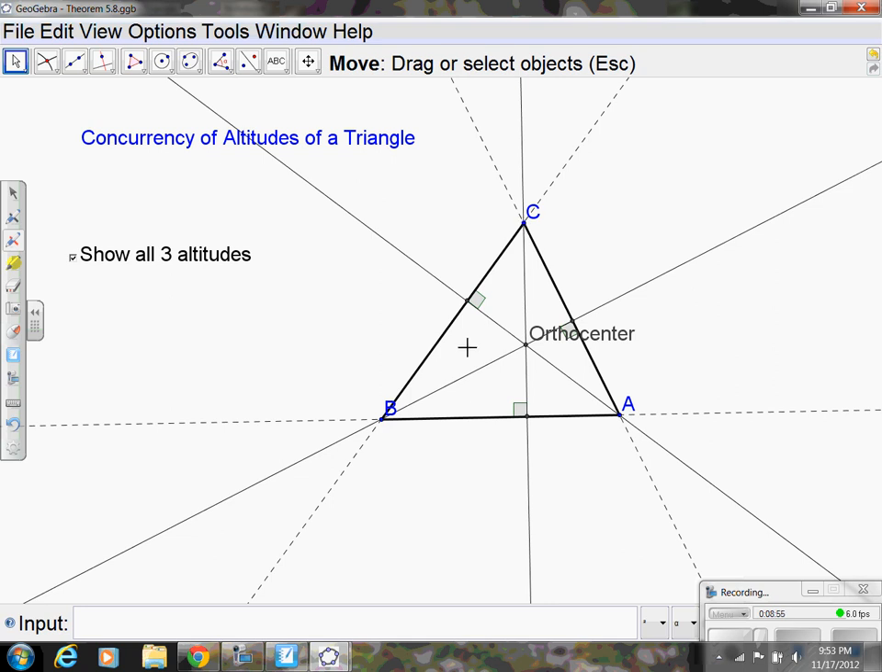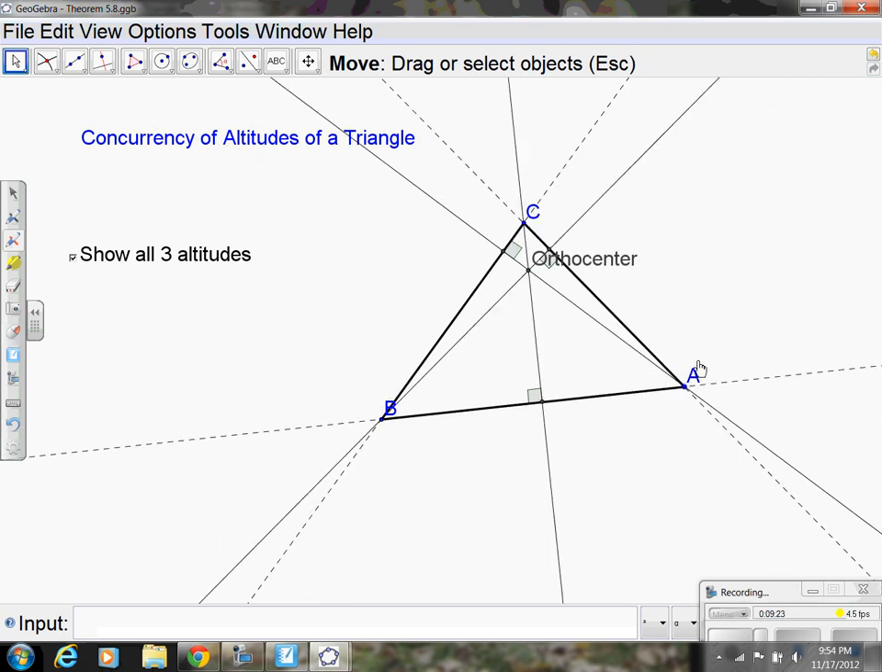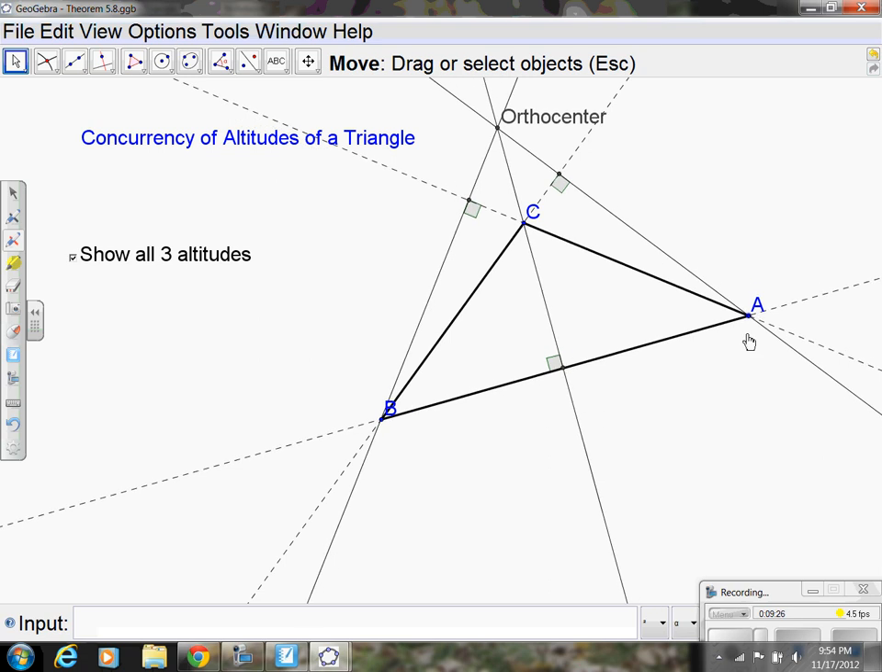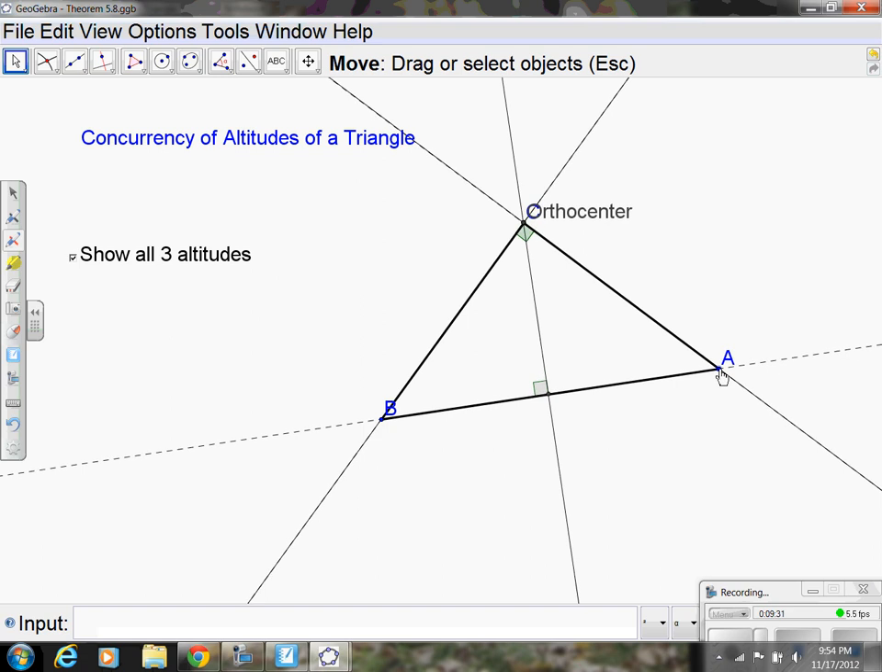But now you can see that base does not necessarily have to be on the bottom. It can be this side. So if this is my base, and then notice I have to extend the line because sometimes that altitude is outside. So if I move point A this way, after a while this altitude is going to be on the outside. And notice sometimes the orthocenter is on the inside. When we get an obtuse triangle, it's on the outside. And on a right triangle, all 3 altitudes intersect exactly at that vertex.